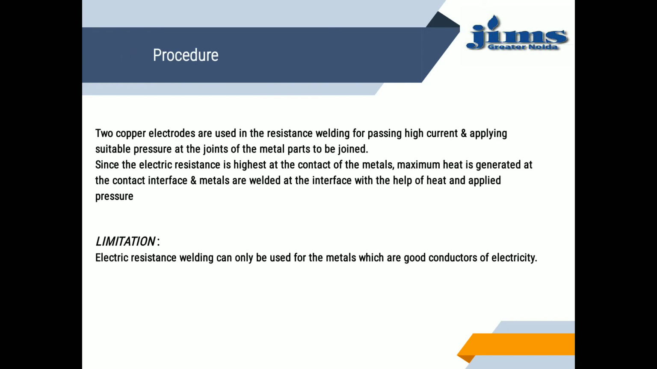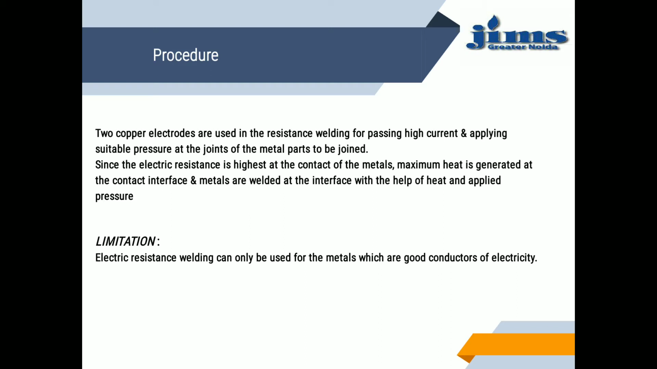So what is the procedure? Basically, two copper electrodes are used in resistance welding for passing high current and applying suitable pressure at the joints of the metal parts to be joined. Since the electric resistance is highest at the contact of the metals, maximum heat is generated at that contact interface, and the metals are welded at the interface with the help of heat and applied pressure.